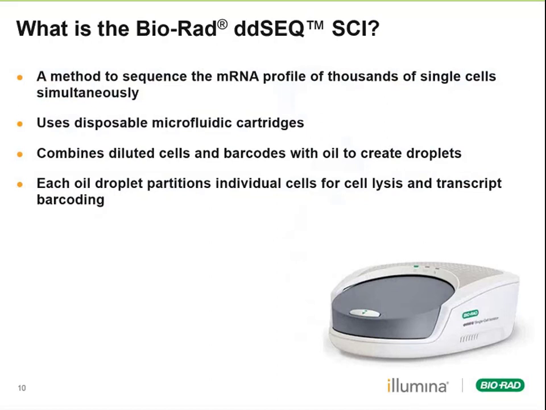So how does the Bio-Rad ddSEQ SDI work? This is our instrument that's going to be the method to sequence the mRNA profile of thousands of single cells simultaneously. It uses one-use microfluidics cartridges, which are loaded with diluted cells, barcoding reagents, and oil. From this, the reagents are streamed into a junction where droplets are created. These oil droplets will each contain a single cell in the appropriate reagents, which partitions reactions so that we can do cell lysis and transcript barcoding all within that droplet.